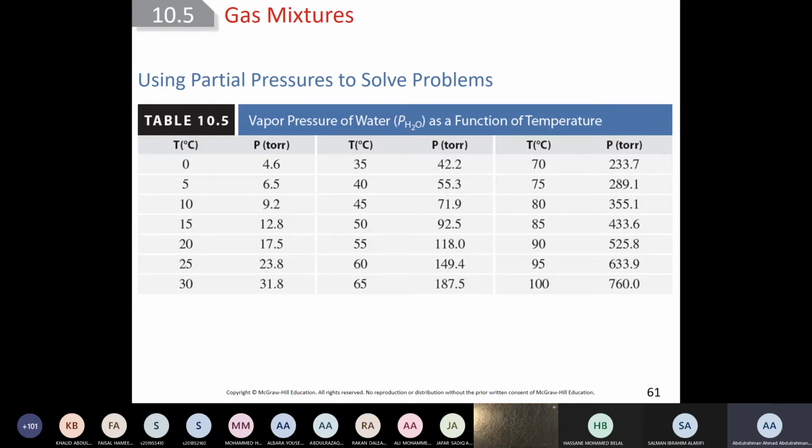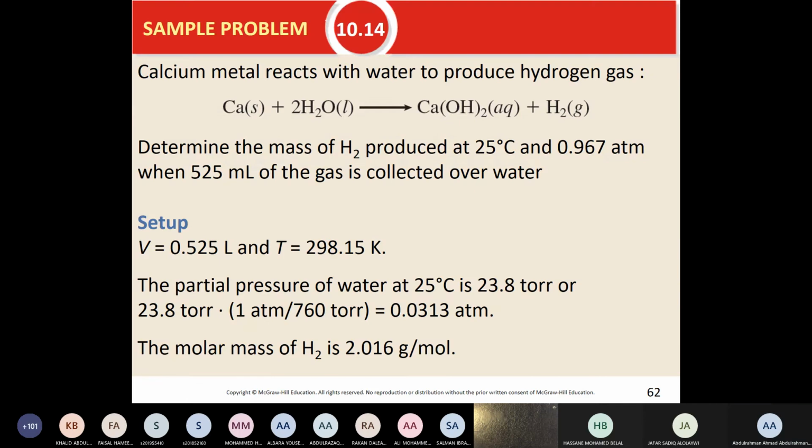So what's the pressure of water at 25 degrees centigrade? 23.8 at this temperature. At 30 degrees, what is it going to be? 31.8. At 35, this number and this number. Don't memorize any of these numbers. I will give them to you, but I want to tell you that the pressure is constant at a certain temperature. Is this clear? Yes.